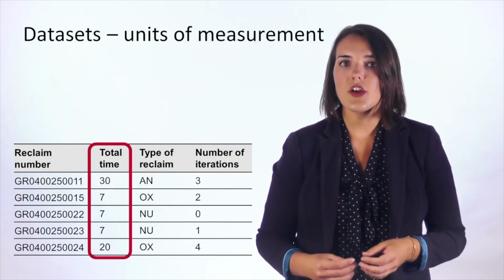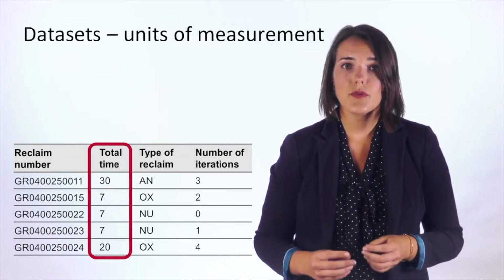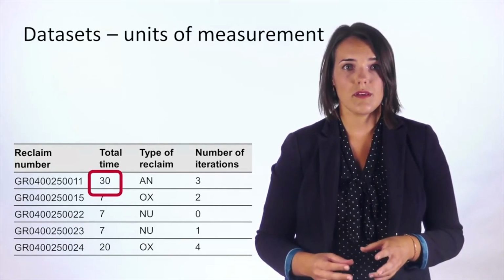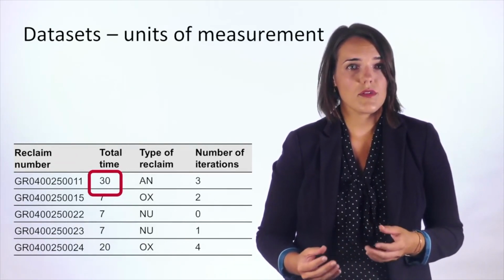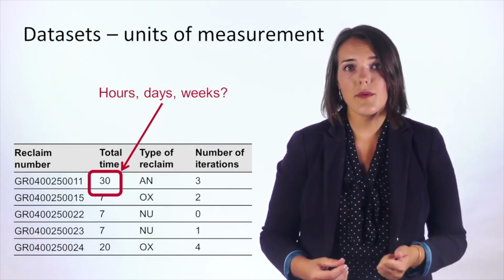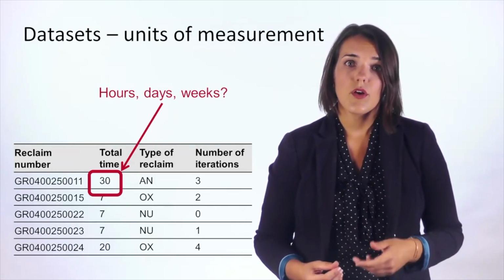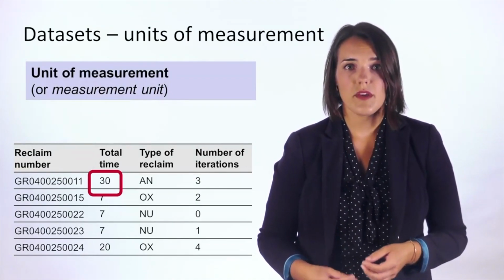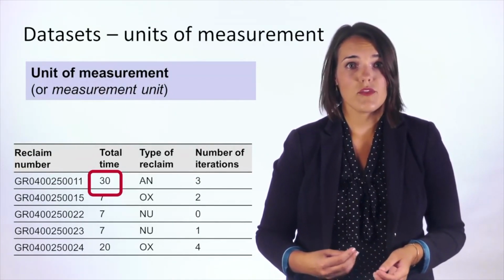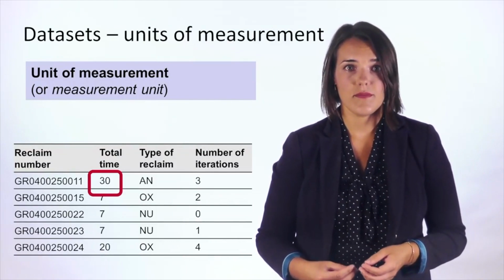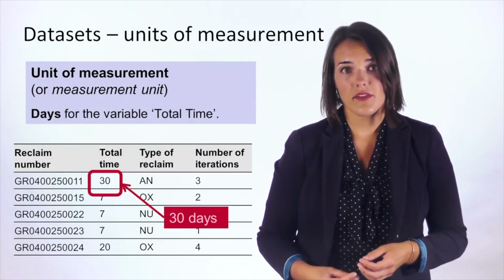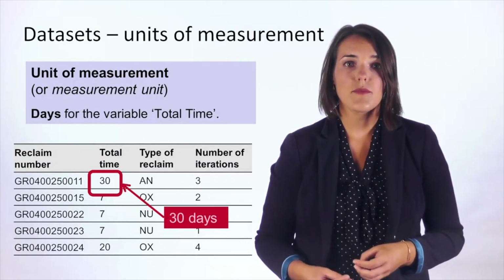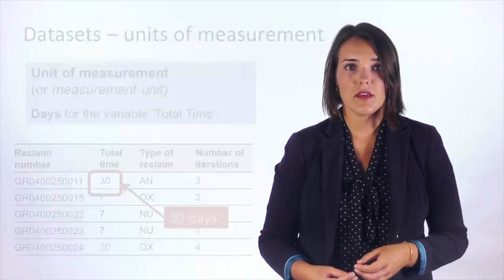Now, let's take a closer look at the variable total time. The first reclaim has a total time equal to 30. But do you know what this 30 means? Is it 30 hours, 30 days, or 30 weeks? This is where you need to know the unit of measurement, also called the measurement unit. In our example, the unit of measurement is days, so the first reclaim took 30 days to finish.